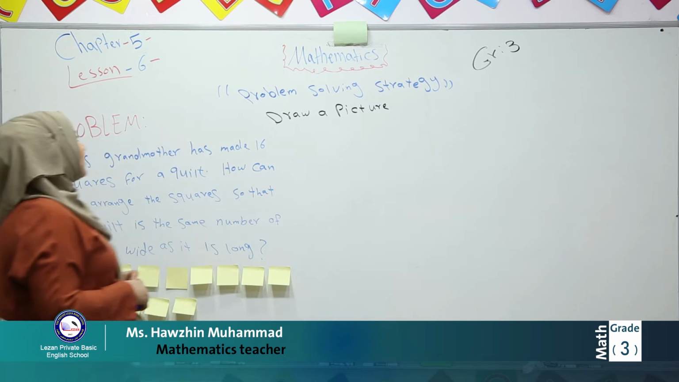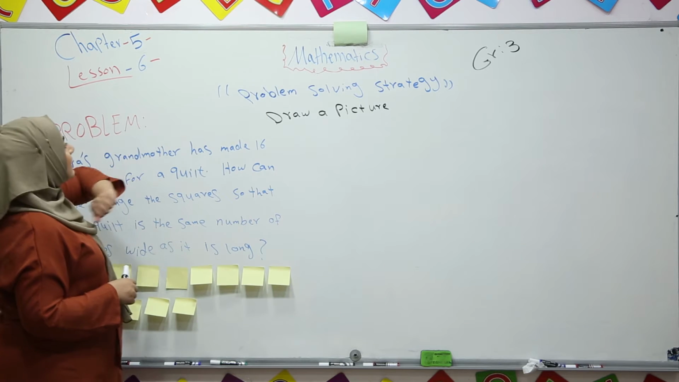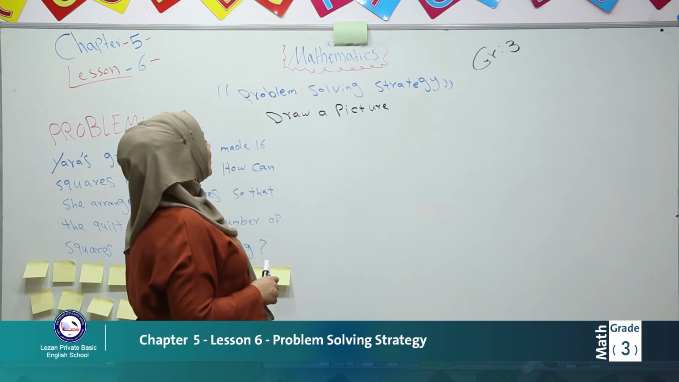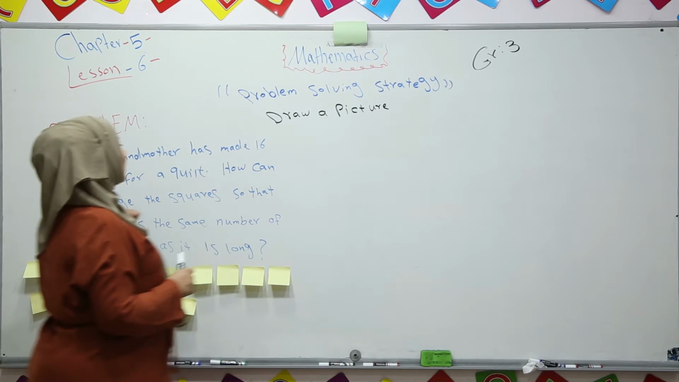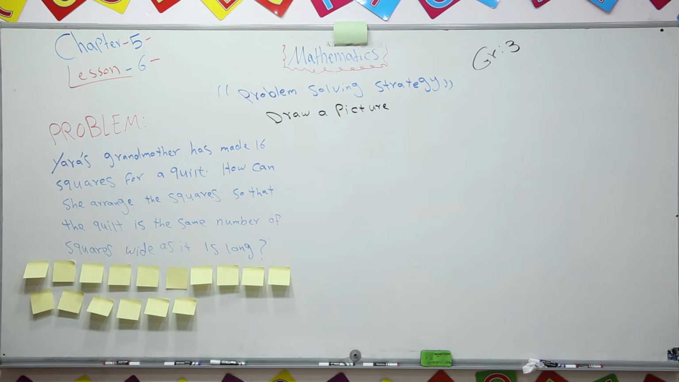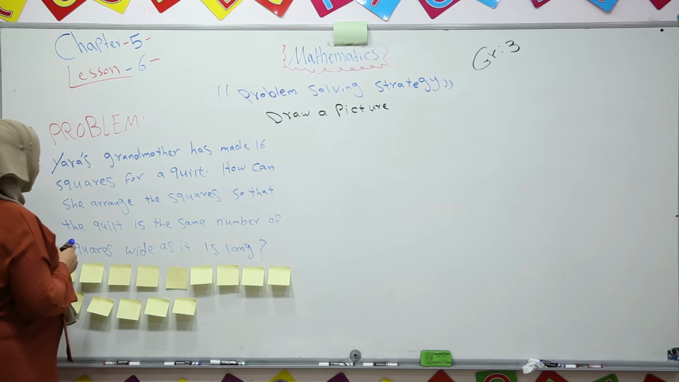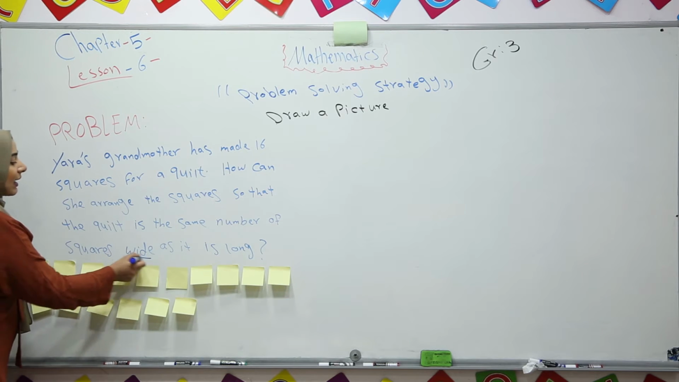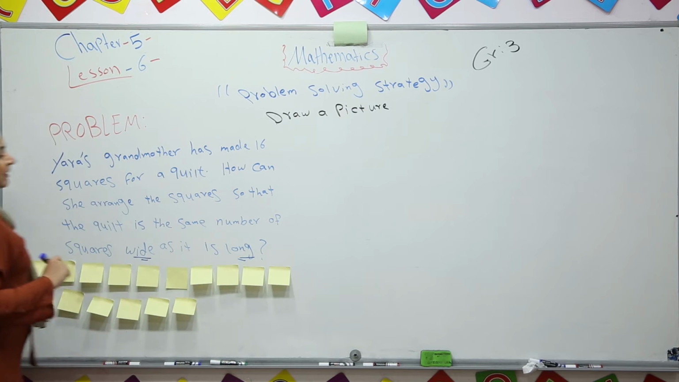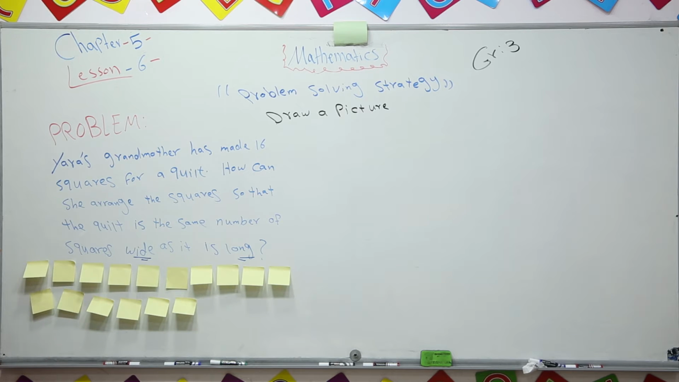Today we have a new subject of chapter 5, lesson 6, problem solving strategy by drawing a picture, okay? Here we have this problem. Yara's grandmother has made 16 squares for a quilt. How can she arrange the squares so that the quilt is the same number of squares wide as it is long, okay? Look at here.